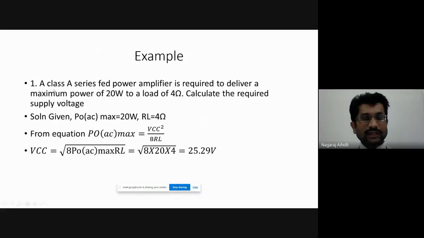Note down this example. A class A series fed power amplifier is required to deliver a maximum power of 20 watts to a load of 4 ohm. Calculate the required supply voltage. A class A series fed power amplifier is required to deliver a maximum power of 20 watts to a load of 4 ohms. Calculate the required supply voltage.